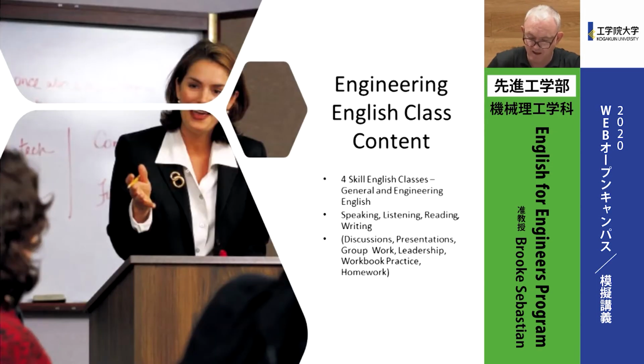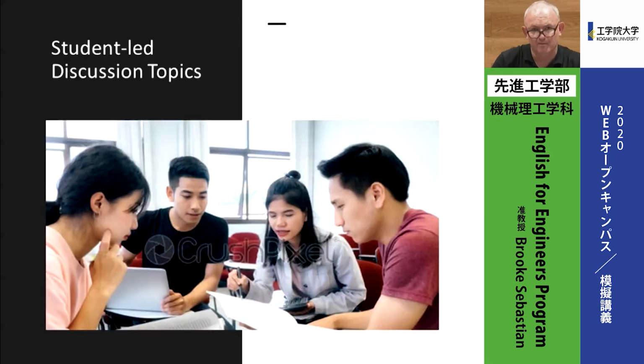So what are our English classes for engineers like? These are 4-skill English classes covering general and engineering English. Speaking, listening, reading and writing are all covered, and we also include discussions, presentations, group work, and leadership work. A large focus in our classes is training students to be discussion leaders and team communication members, by students selecting their own discussion topics and leading discussions in small groups.